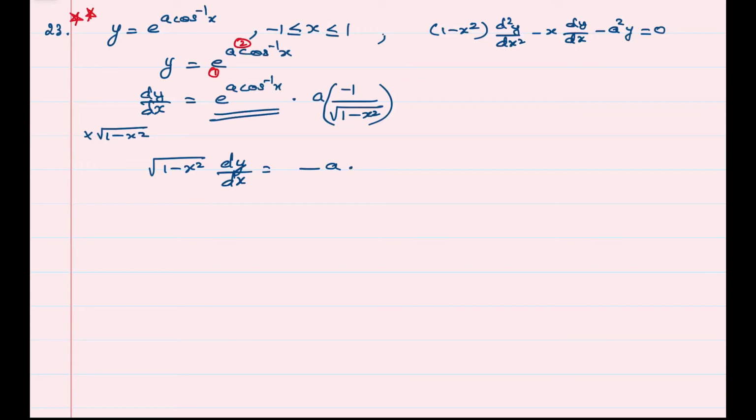this term can be substituted as y because that is the given equation. e raised to a cos inverse of x is y. So it will be easier to differentiate. Now we can differentiate this equation both sides with respect to x, or to make it easier, we can remove this square root by squaring both sides. So differentiation becomes easier to do.